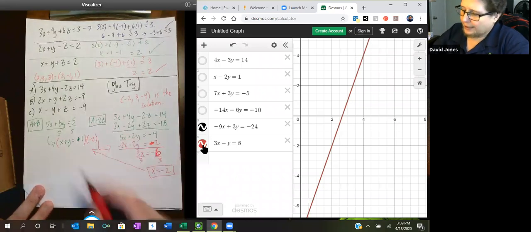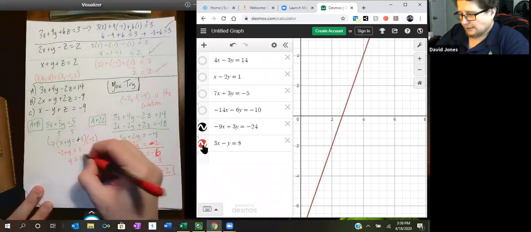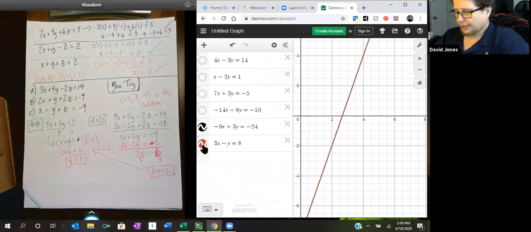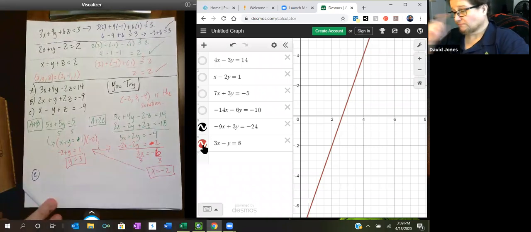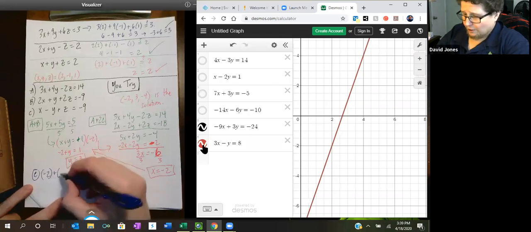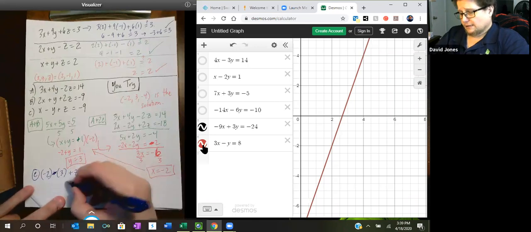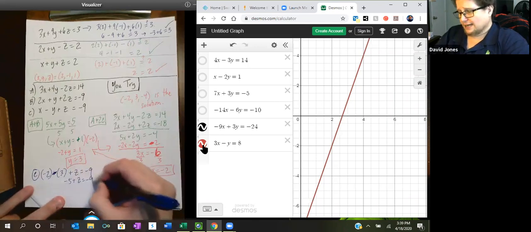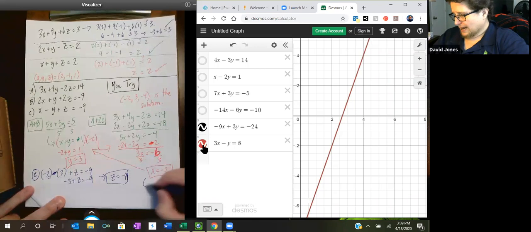And now I've got that. x equals negative 2. I put that in there. And I get y equals 3. And if I put that in C, negative 2 minus 3 plus z equals negative 9. Negative 5 plus z equals negative 9 leads to z equals negative 4. And we have the negative 2, 3, negative 4, just like I had said earlier.